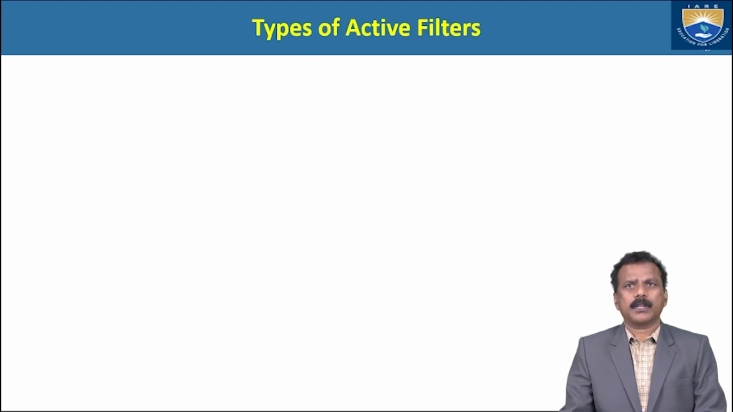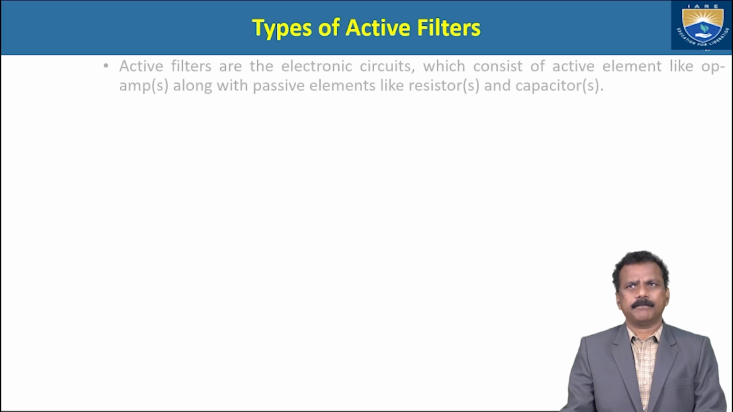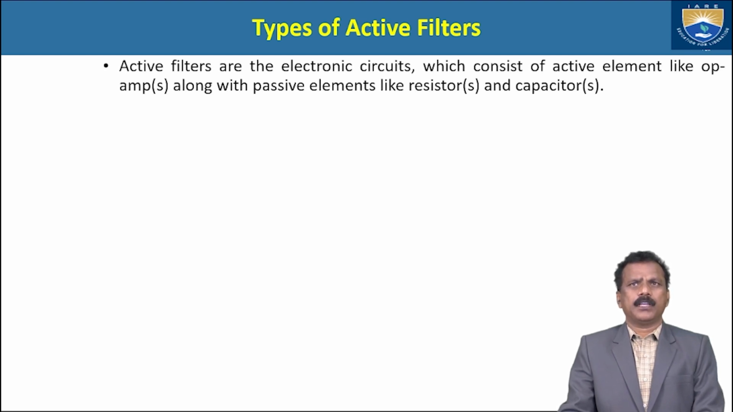So now we are ready to enter the types of active filters. How are active filters formed? By using a transistor or an operational amplifier, with the help of resistors and capacitors, internal or external. Active filters are electronic circuits which consist of active elements like an operational amplifier, along with passive elements like resistors and capacitors.